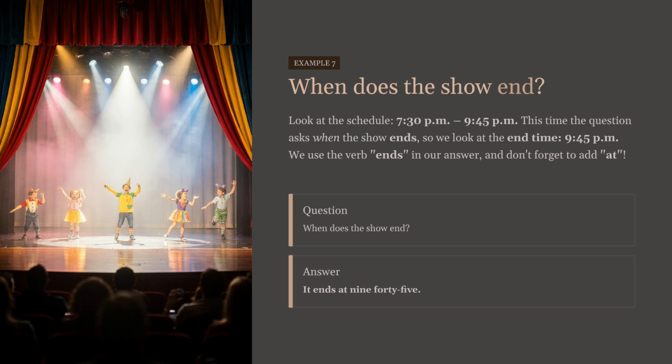Example 7. When does the show end? The schedule says 7:30 p.m. to 9:45 p.m. We look at the end time. It ends at 9:45. Don't forget to use at.